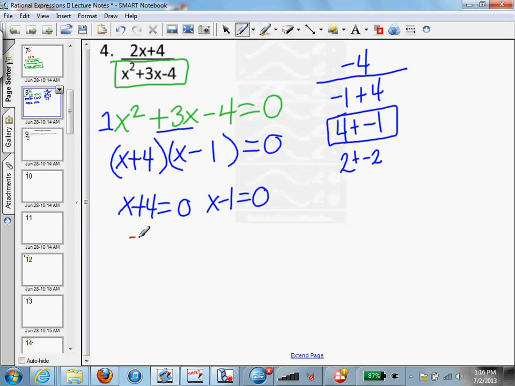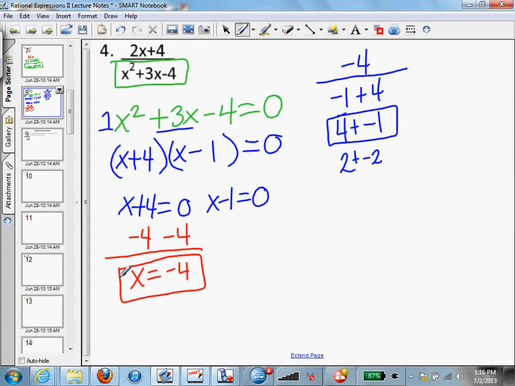Our next step is to solve for the variables. For the first one, subtract 4 on both sides, leaving x equals negative 4 as a solution. For the next part, add 1 on both sides, leaving you with x equals a positive 1. So this actually has two numbers that can make the denominator undefined.